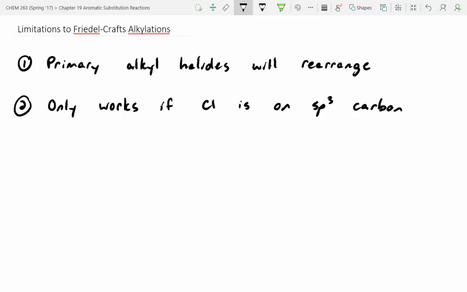And what I mean by that is, let's say you've got an aromatic ring that you want to do a Friedel-Crafts reaction on, and you say, you know, I want to install this alkene. This reaction will not work. There are various techniques to get this reaction to work involving organometallic chemistry, but we're not going to cover most of those in this class. So you do have to watch out for that. You need to have an sp3 carbon coming off of your chlorine.